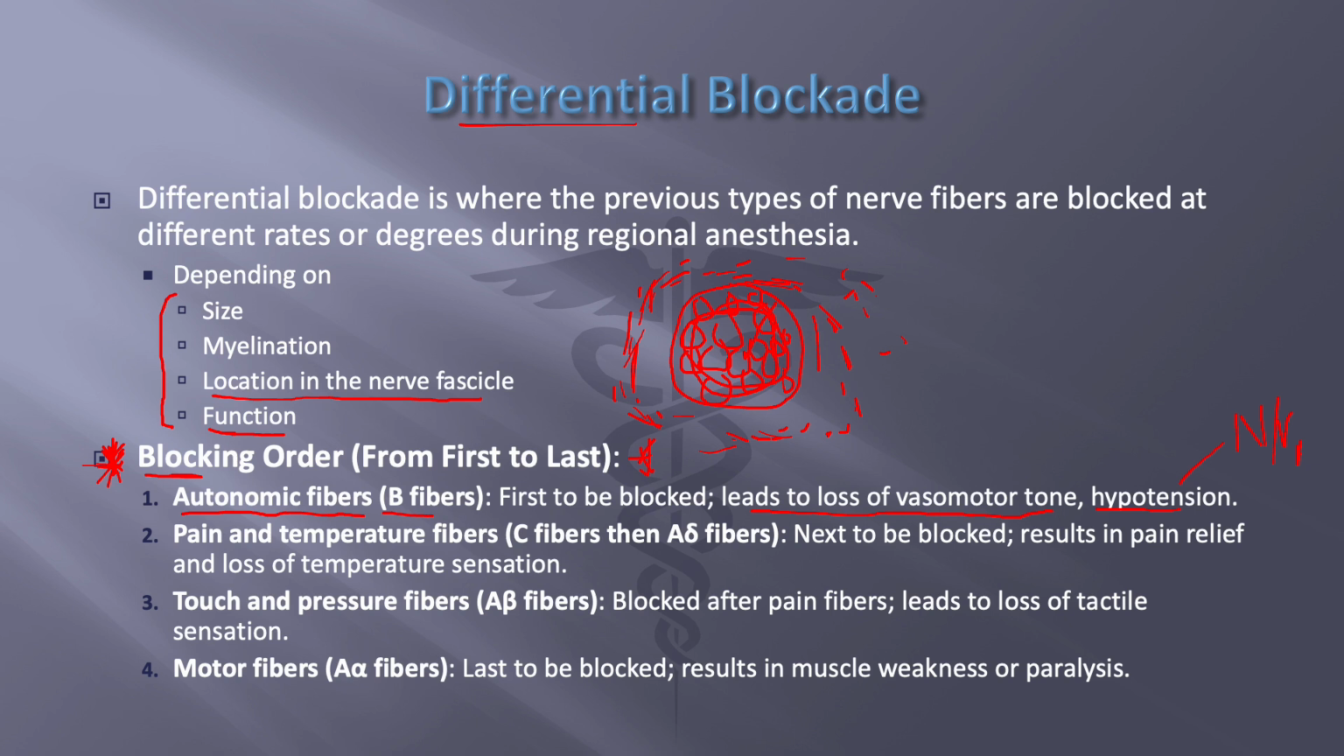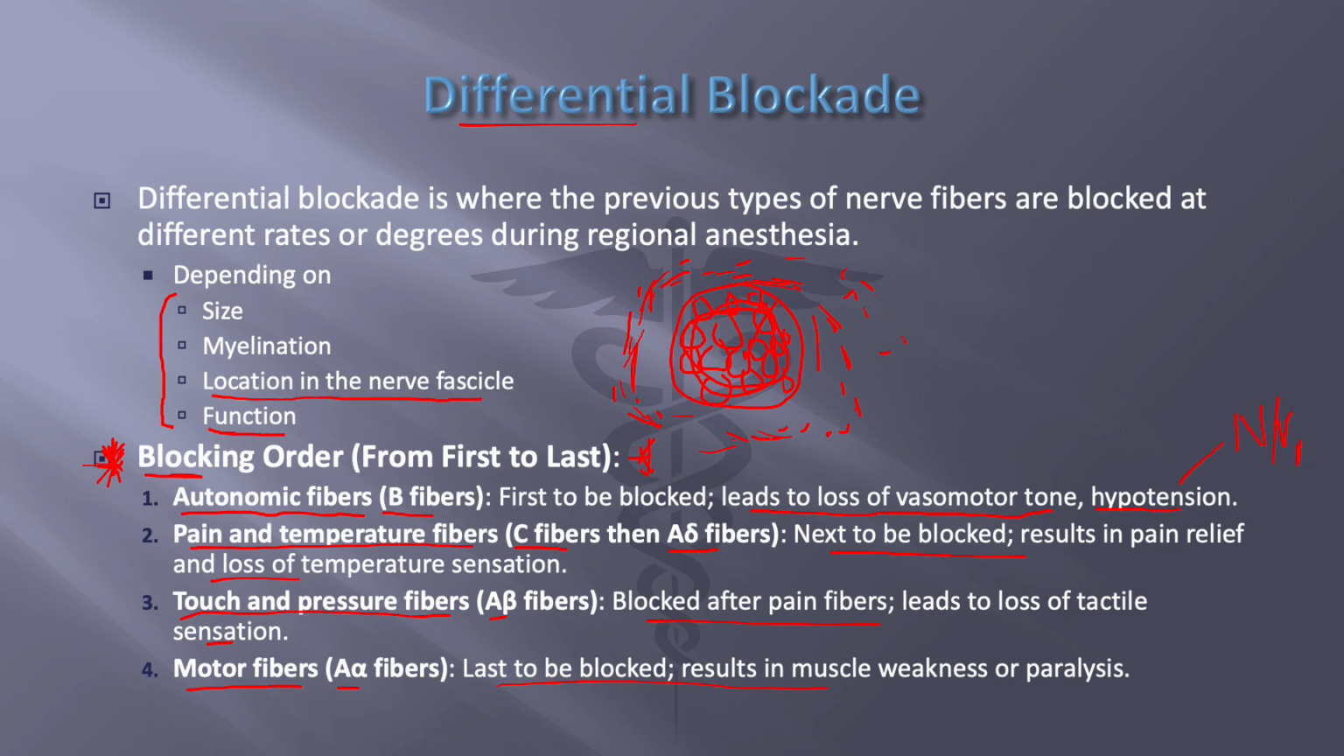Alright, so after our autonomic fibers, we're going to block pain and temperature fibers, which are C fibers and A delta. And then touch and pressure fibers are going to be next, which are A beta fibers. They're blocked after our pain fibers. This leads to loss of tactile sensation. And then our motor fibers, A alpha, are the last to be blocked. This results in muscle weakness or paralysis.